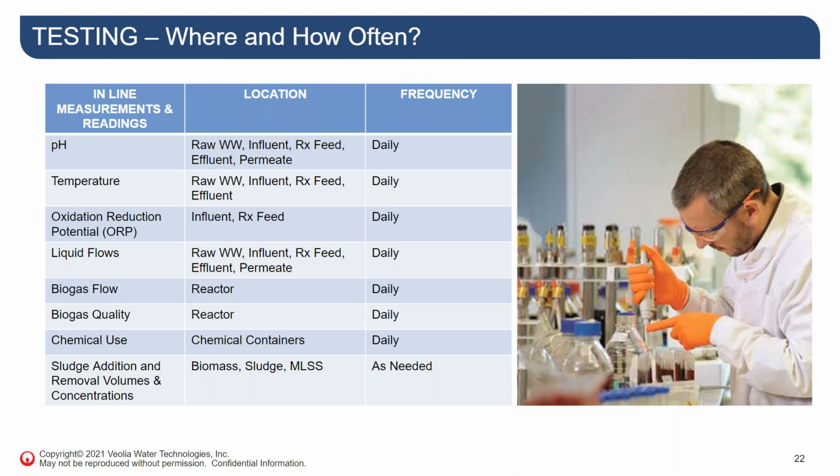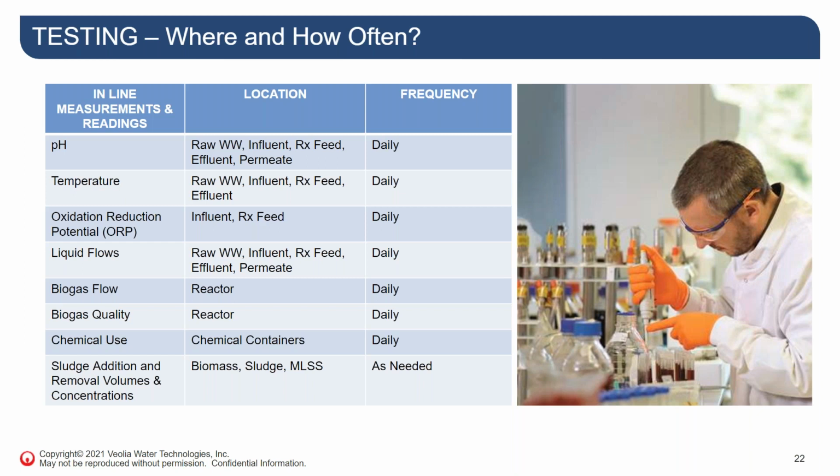The liquid flows are measured in line. You want to measure the raw influent flow, the influent flow, the reactor feed flow, the effluent flow, and/or permeate flow. Biogas flow, you want to measure that. You need to know how much gas you're making, because you're going to relate that back to how much COD was reduced. The biogas quality, you also need for that calculation, so you want to measure that daily. Endress+Hauser now has a new gas flow meter, new to us, relatively speaking, that not only measures the gas flow, but also measures the methane quality in the biogas. I really like those.